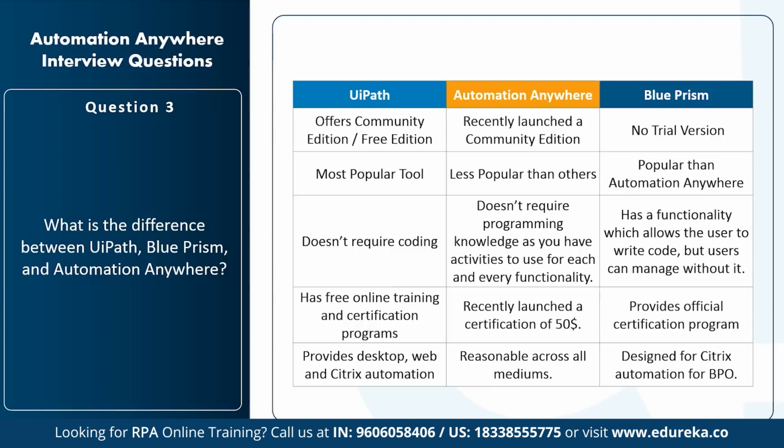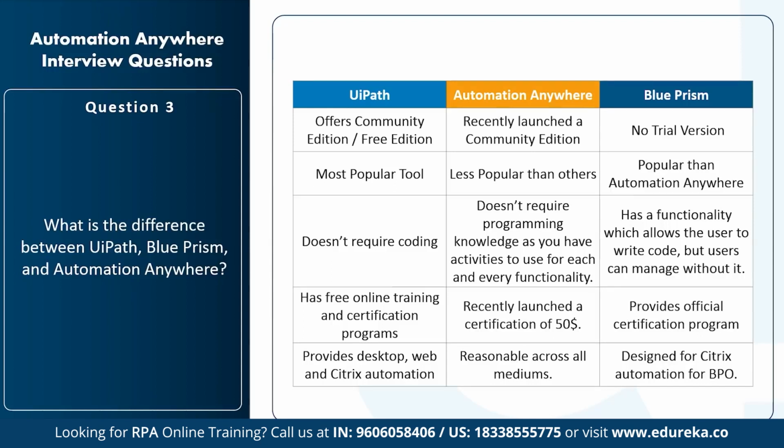Coming to the programming knowledge, UiPath doesn't require much coding, as it's all based on activities. For example, if you want to use a for loop, then you have a for activity; you just have to drag and drop it in your sequence and then you can start using it. Automation Anywhere also doesn't require programming knowledge, as you have activities to use for each and every functionality. When I say activities over here, I basically mean commands that I'll show you later in the session, how you can just drag and drop the commands into your sequence and automate tasks.